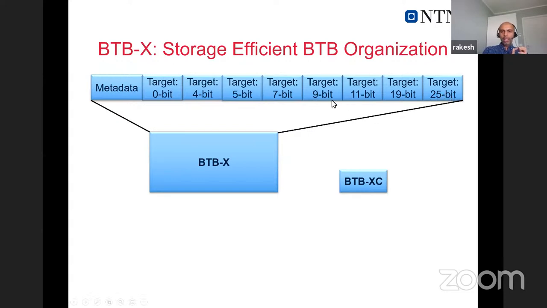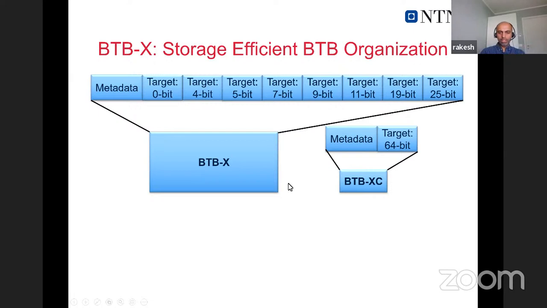This BTB can store a branch only if its target can be encoded with 25 bits. But we also see in our analysis that up to 99% of branches can be covered in this BTB, because they require 25 or fewer bits to encode their target. For the 1% that require more than 25 bits, we have this very small conventional BTB that has a 46-bit target, not 64 bits.